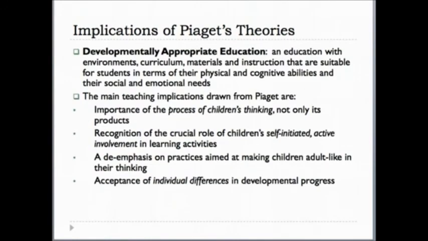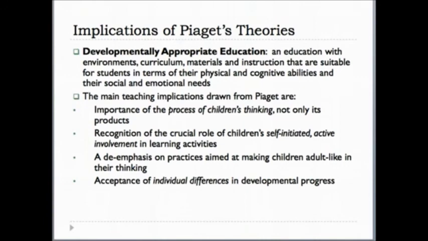So going back to the idea of a developmentally appropriate education, Piaget's theory really drove home the idea that kids are able to do certain cognitive tasks at different ages or different stages of development. So, for an appropriate education, the child needs the environment, curriculum, materials, and instruction to be suitable for them in terms of their physical and cognitive needs, as well as their social and emotional needs.